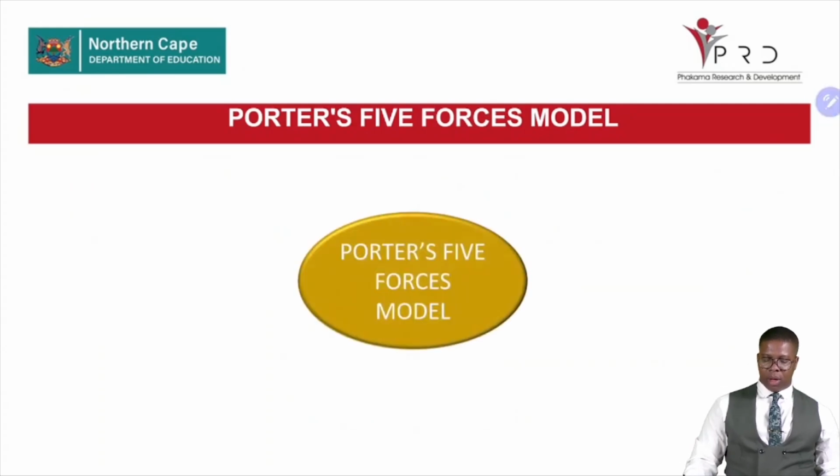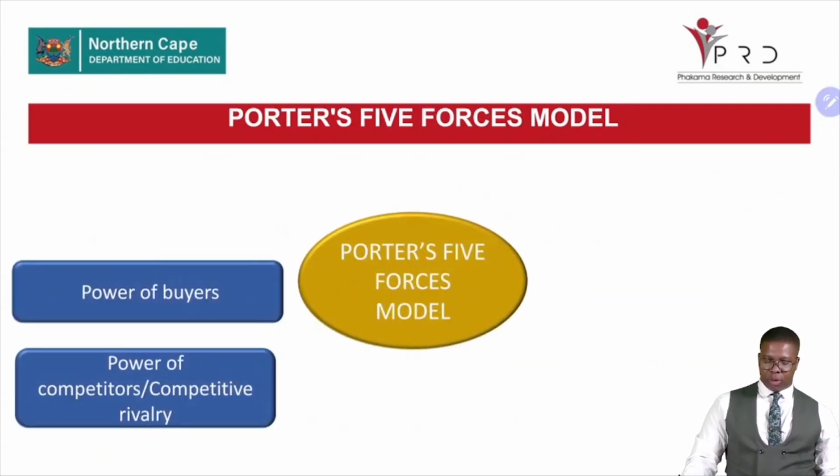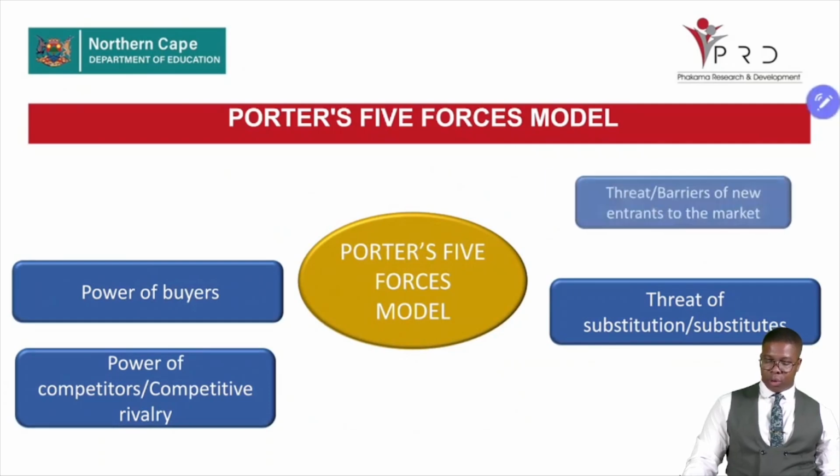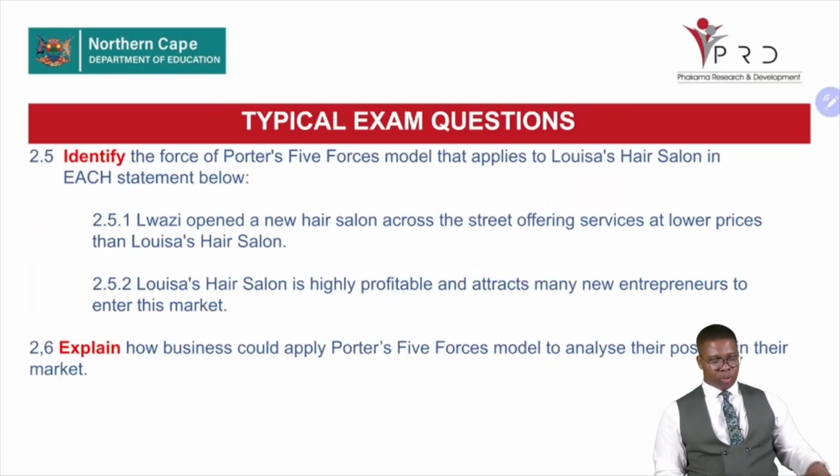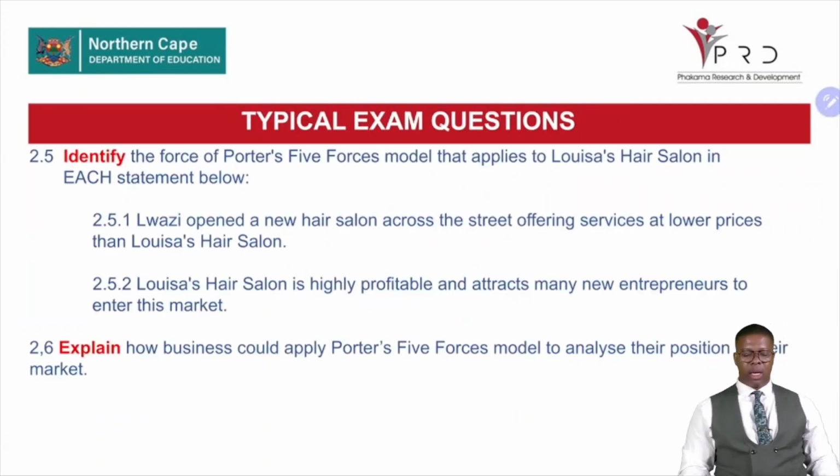Then Porter's 5, let us look into what your Porter's 5 is. Your Porter's 5 talks to the following: the power of the supplier, the power of the buyer, the power of competitors, the threat of substitutes, and the threat or barriers of new entrants to the market. So you would also be expected to identify the Porter's 5 forces model that is applied in the statement. In this context, the business that is applying this Porter's 5 is called Louisa's Hair Salon.